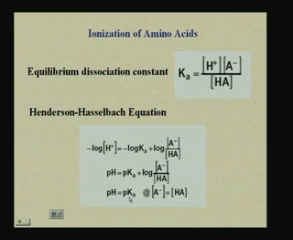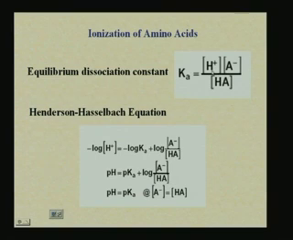So, what are we considering here? We are considering our amino acid as the HA form, right, and we consider the dissociation from HA to H plus and A minus. And what am I getting from there? I am getting a pH equal to pKa when my A minus is equal to the HA. Fine.